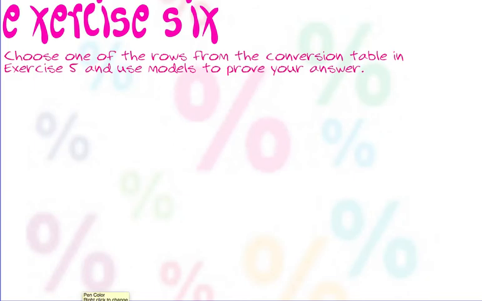All right, so for the last exercise, you're going to choose one of the rows from the conversion table in exercise 5 and use models to prove your answer. So choose any one of the 5 conversions, and choose a model, whether it be showing how fractions change to decimals, or a double number line showing me what that 25% is equal to, or looking at 100% over 20, because it's 7/20ths that you're looking at.